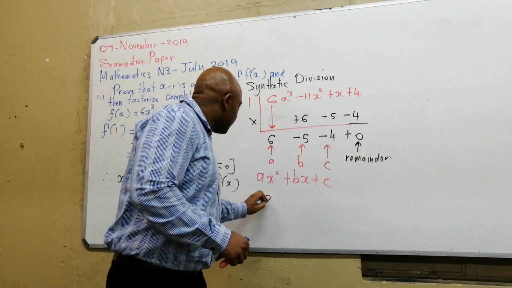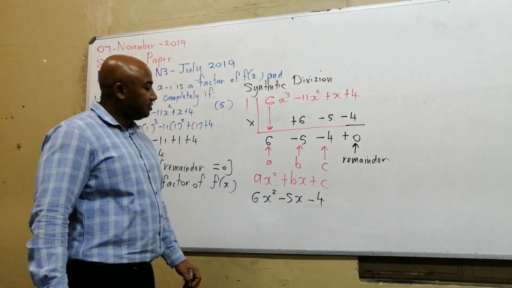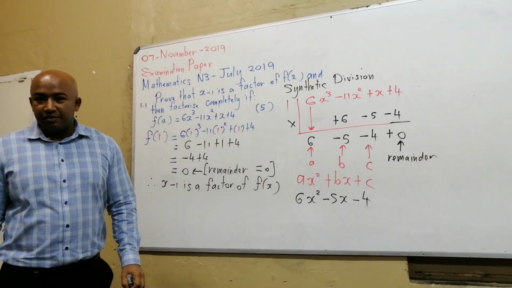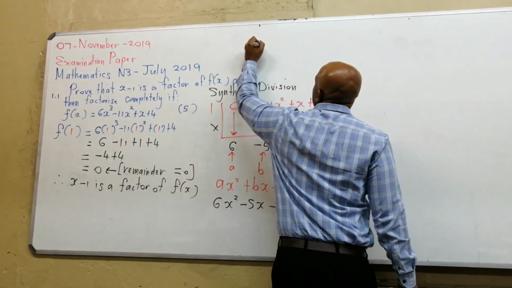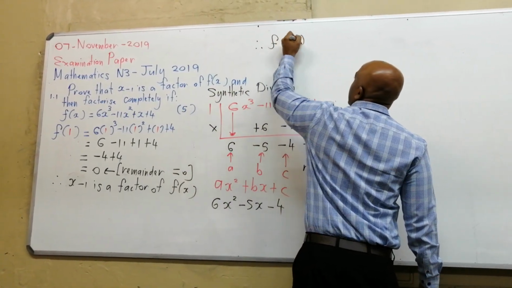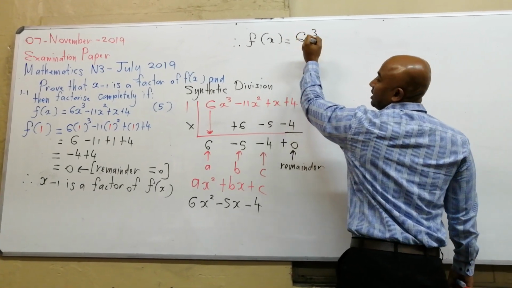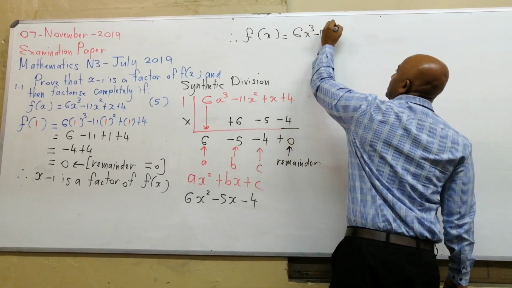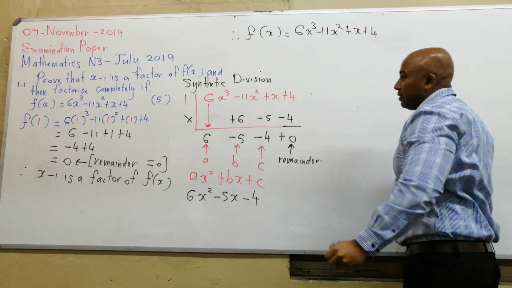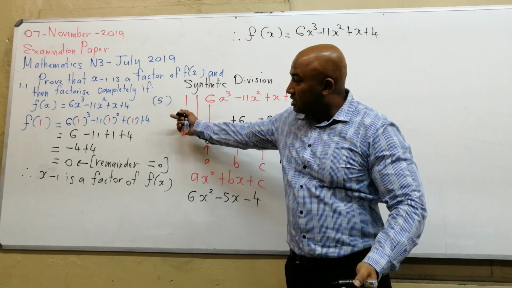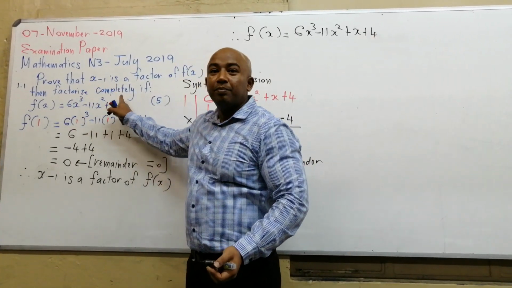That this is 6x squared minus 5x minus 4. Okay, that's what we worked out. So therefore, f of x was equal to, what was it equal to originally? It was 6x to the power 3 minus 11x squared plus x plus 4. What was the question? Check if x minus 1 is a factor and then factorize completely.